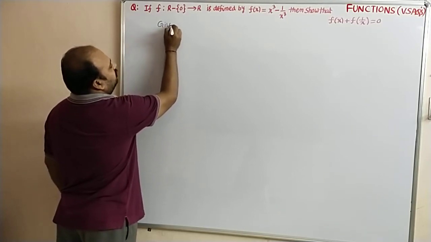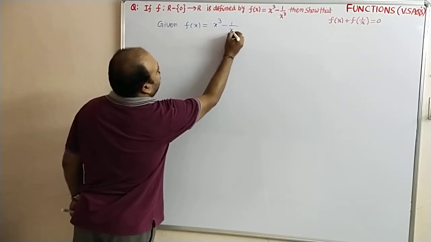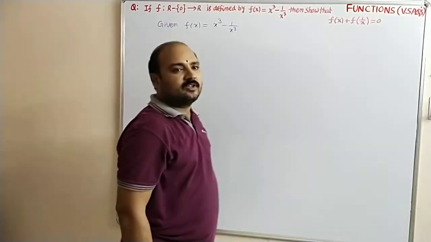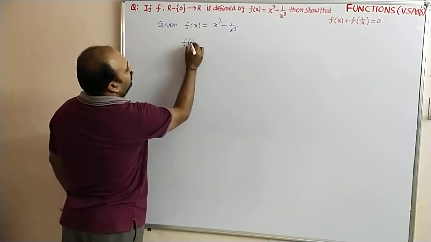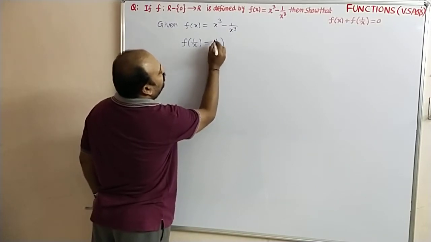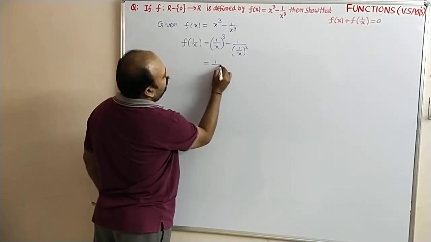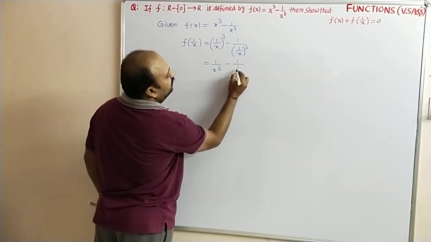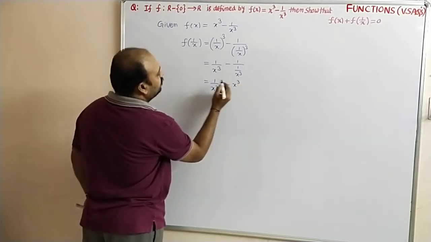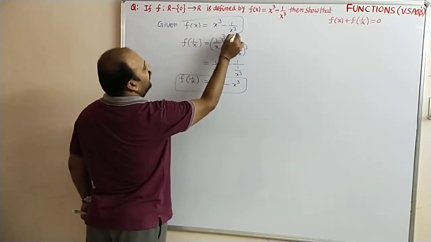Given f of x equal to x cube minus 1 by x cube. After that, in the question, f of x plus f of 1 by x they are asking. So f of 1 by x also we need to calculate. F of 1 by x means wherever x is there, 1 by x you have to replace. So 1 by x whole cube minus 1 by 1 by x whole cube, which is equal to 1 by x cube minus x cube. This is the value of f of 1 by x. After getting f of x and f of 1 by x, add both the values.